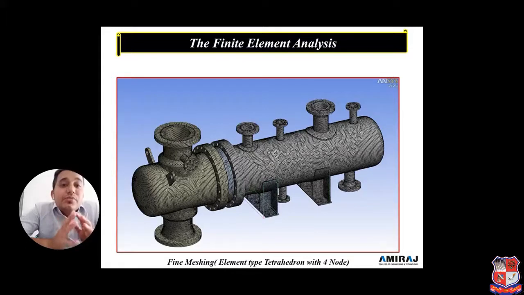This is the most important part of any analysis step. Here we are doing meshing. What is meshing? Meshing means we divide each and every component by selecting one standard element. Here the 3D model is there, and I am selecting tetrahedron meshing with 4 nodes, meaning each small element has 4 nodes. You can observe a very fine mesh at any circle, any point, any plane surface.